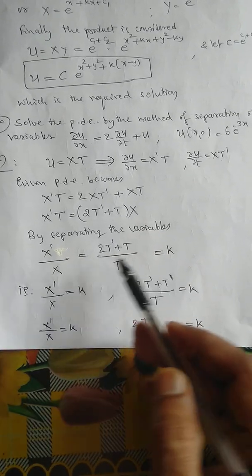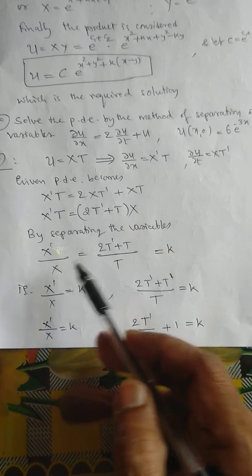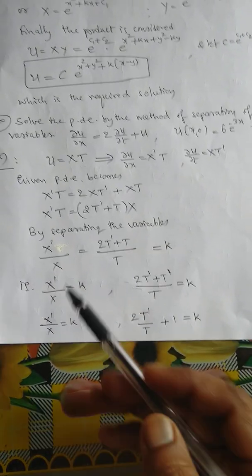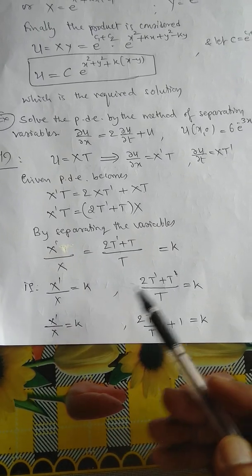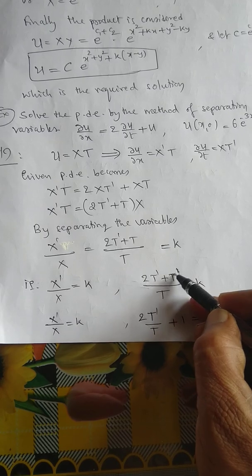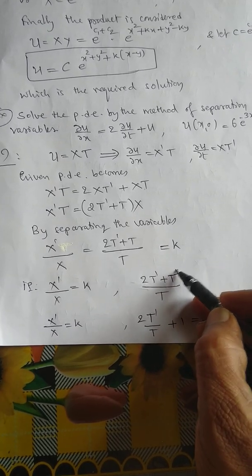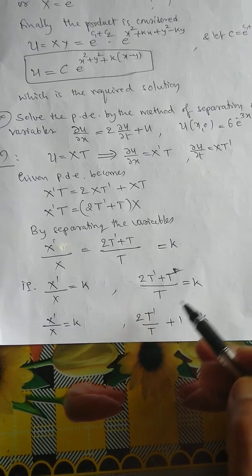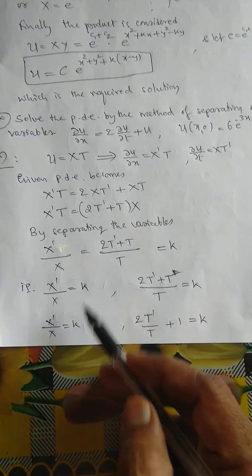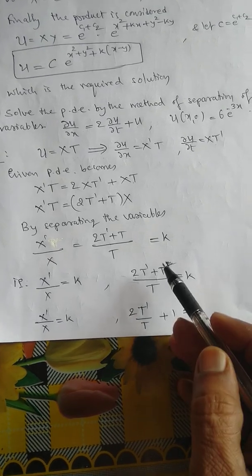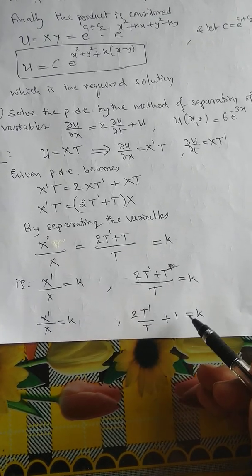By this we have two ordinary differential equations: x dash by x equal to k, and 2t dash plus t is equal to k. So x dash by x is equal to k, and (2t dash plus t) whole by t is equal to k. So x dash by x is equal to k as it is, and 2t dash splitting into 2t dash divided by t, plus t divided by t which is 1, is equal to k.